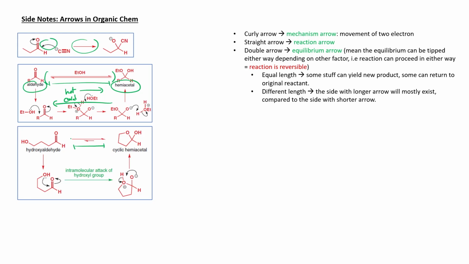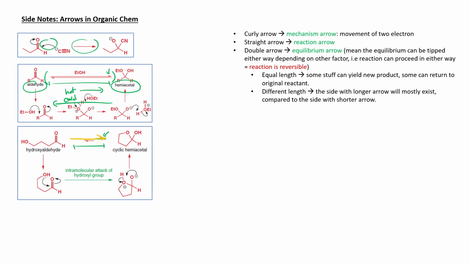When you see a different length like this, for example, one arrow, this is a half arrow. You see this half arrow, not the full arrow. So when you have a different length of the equilibrium arrow, what does it mean? The side with the longer arrow, let me put a different color, this one is longer than the bottom one.